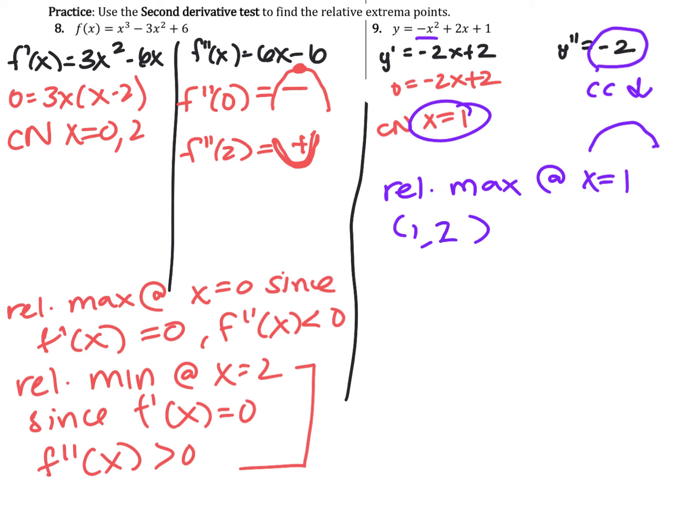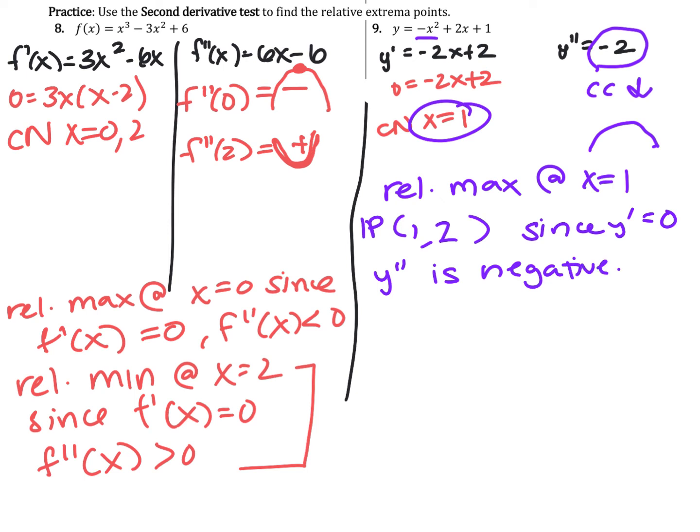So if we needed to actually identify the inflection point as a coordinate, we could do that as well. So how do we know this? We know this since y prime is equal to 0 and y double prime is negative. That's how we know that we have an inflection point there.